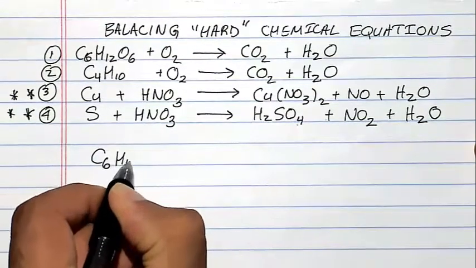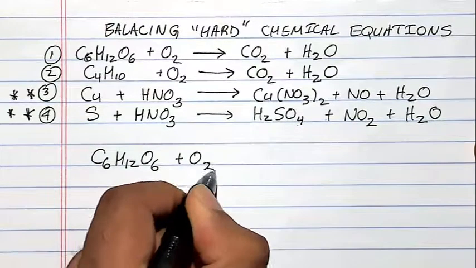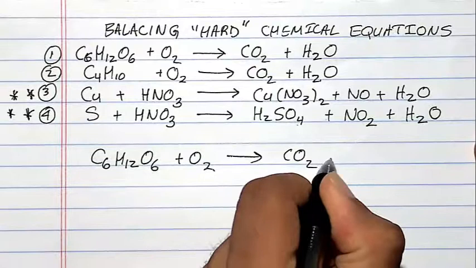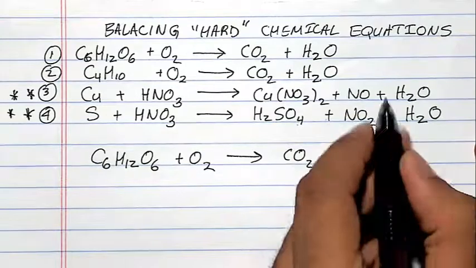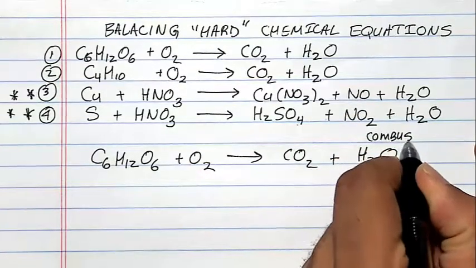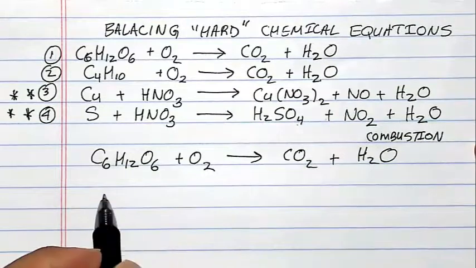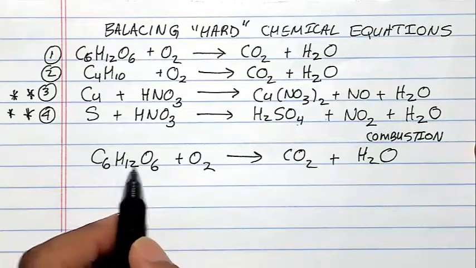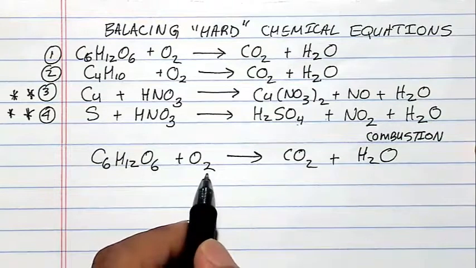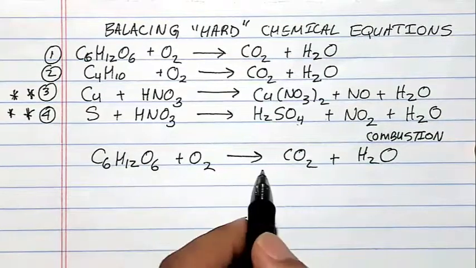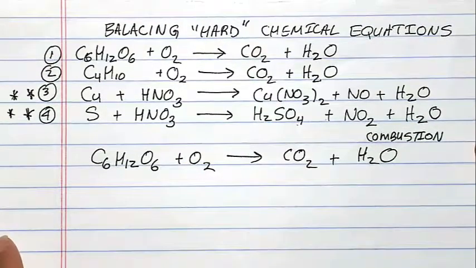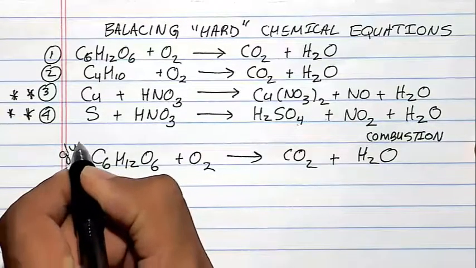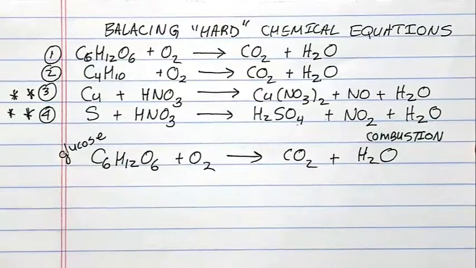We have here C6H12O6 plus oxygen, O2, goes to CO2 and water. Okay, this type of reaction is called a combustion reaction. So reactions can be of different types, and anytime you have a CHO type of molecule reacting with oxygen, a CHO in this case is a sugar, reacting with oxygen, and that yields CO2 and water, that's a combustion reaction. For you biochemists out there, this is called glucose. And we want to balance this equation.